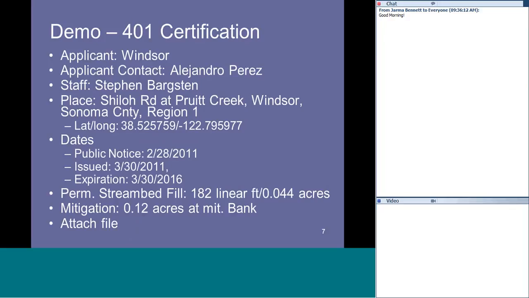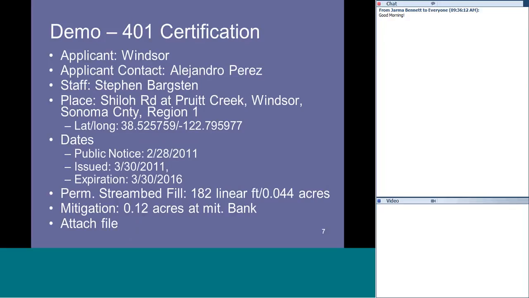Okay, thank you, Catherine. Here we have up on our screens much of the information that was provided in this certification that we are entering. You can see that our applicant is Windsor. We have our applicant contact, Alejandro Perez. We have our staff person, information about our place, dates about the certification that was entered, and our fill and mitigation numbers that we'll need to enter into the wizard. And then at the end, we'll be sure to attach our document, our file, to the record.